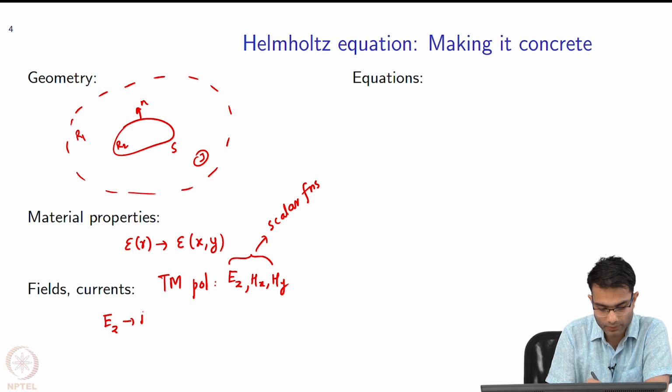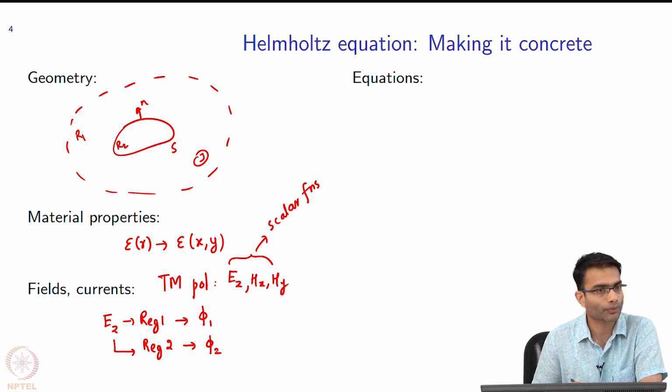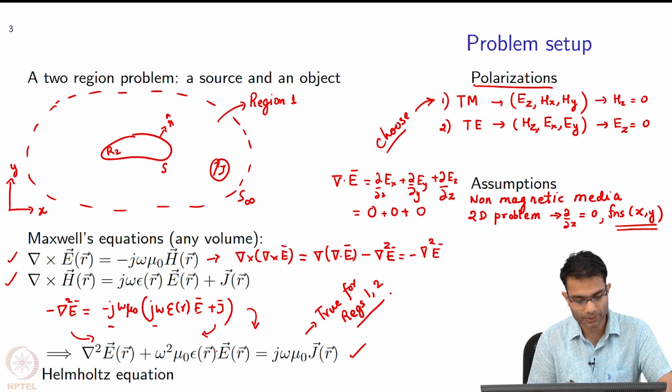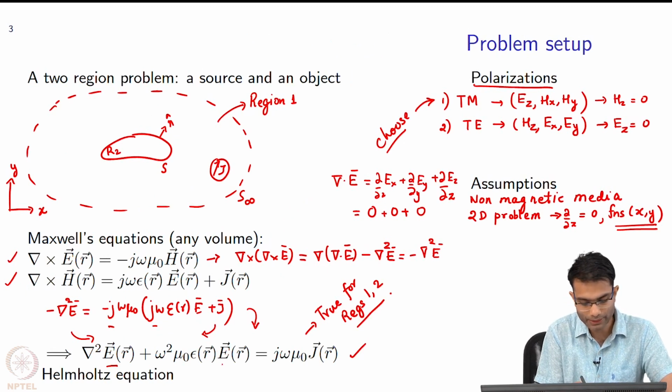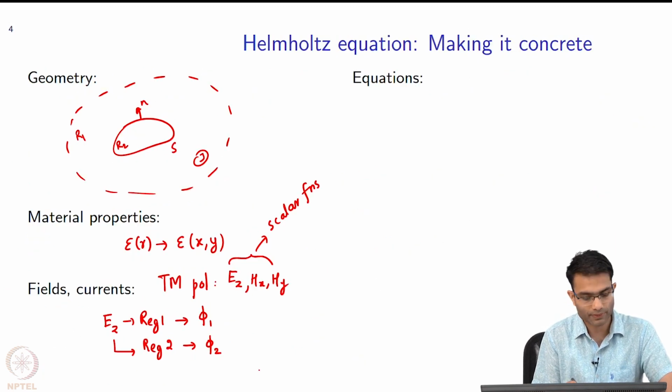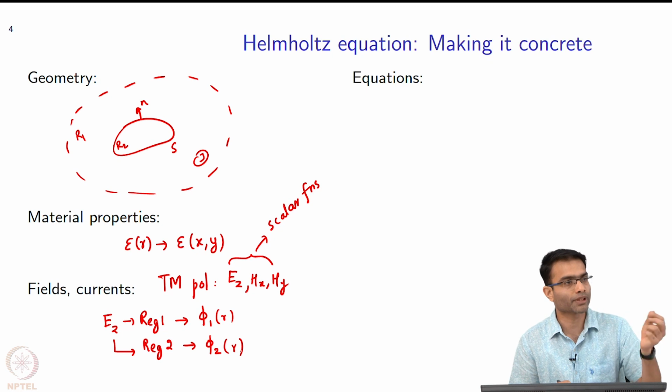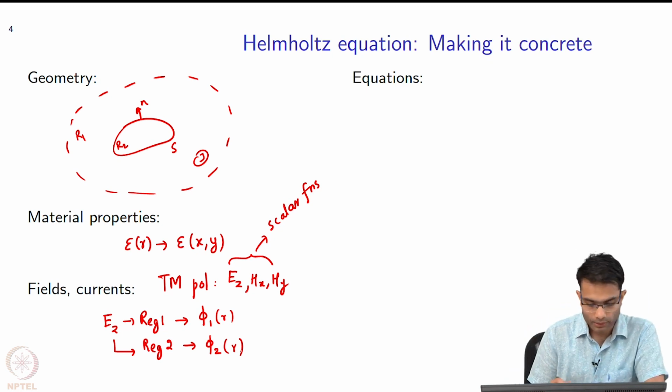What I will do is denote Ez in region 1 as phi 1 and in region 2 as phi 2. If you recall, the previous equation was the equation only in electric field. So, that is why I am introducing a simpler notation for the electric field in terms of a scalar, so I do not have to keep writing vector everywhere.